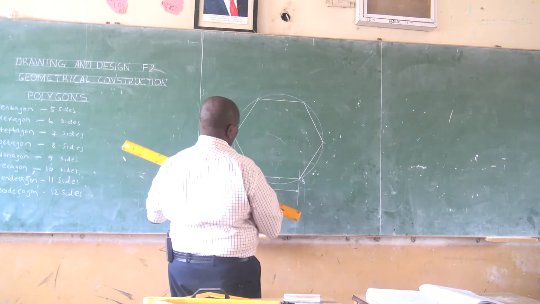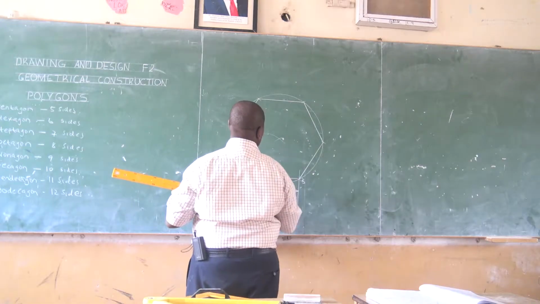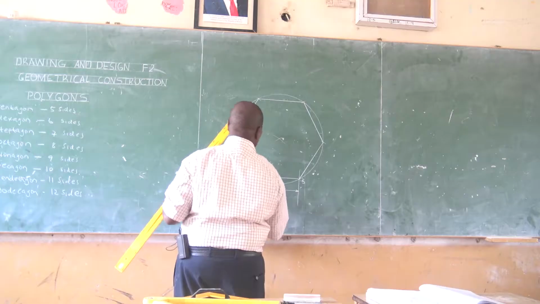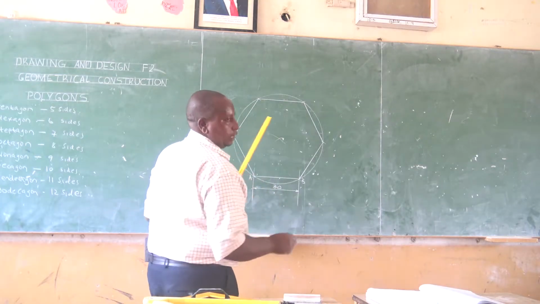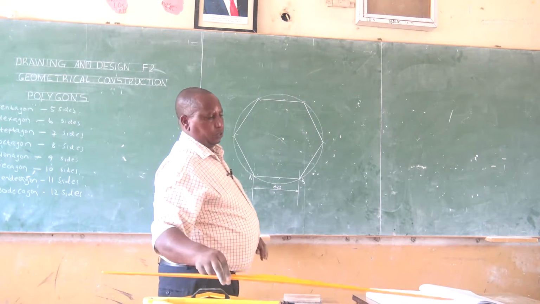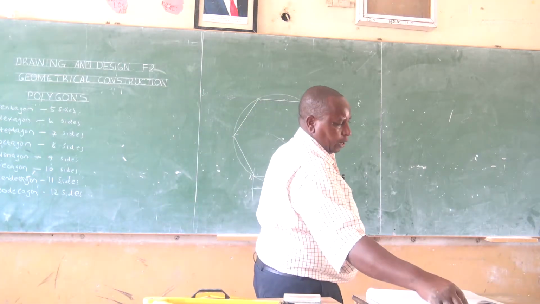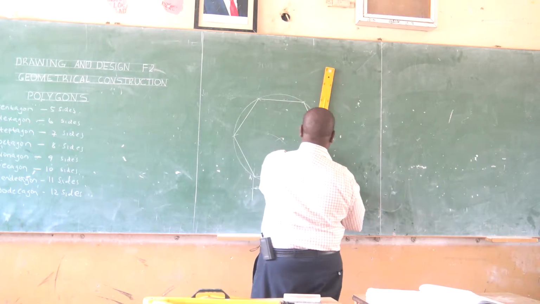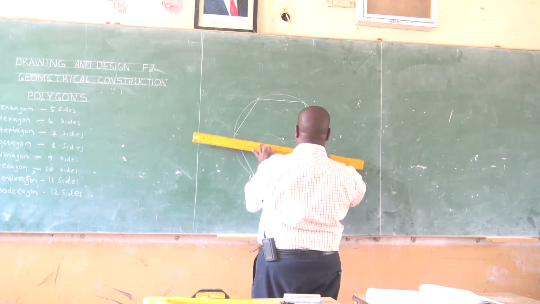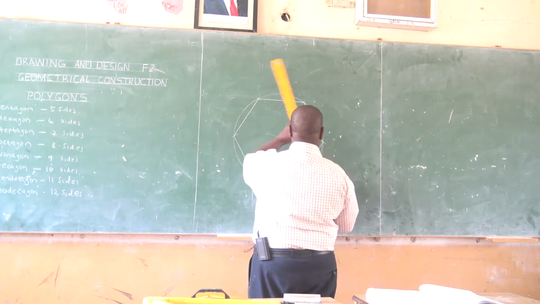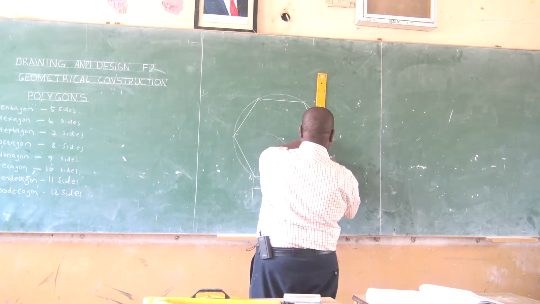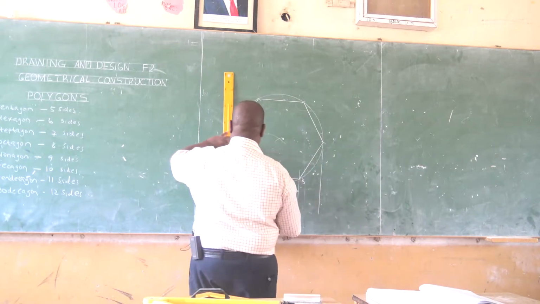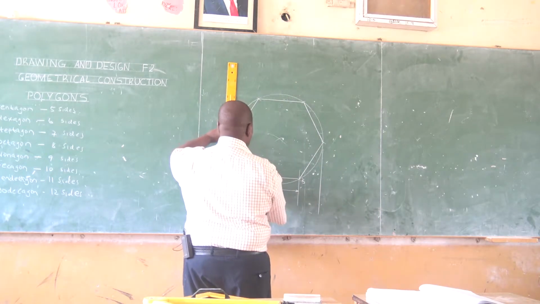In the hexagon, this is O, the center, and this one is 30 millimeters, equal to one side. And we are saying that when you step off the side around the circumference, you get the hexagon.